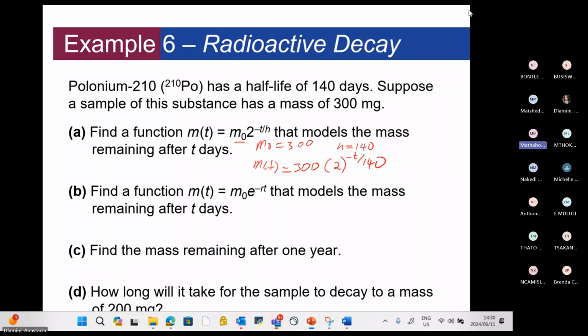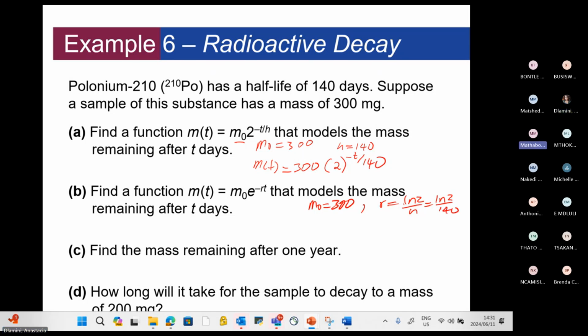And then for B. What did you get for B? Okay, ma'am. I still take the initial mass to be 300, yes, and then now we have R, which is ln 2 over H, and H is 140. Thank you.